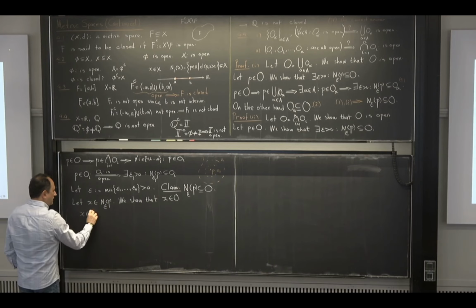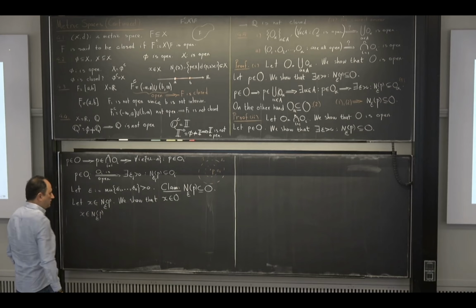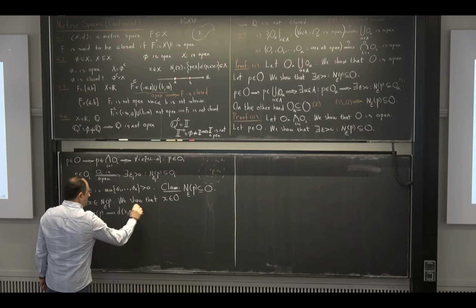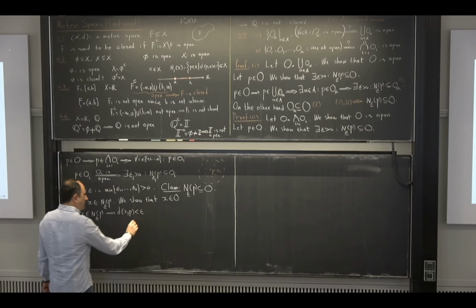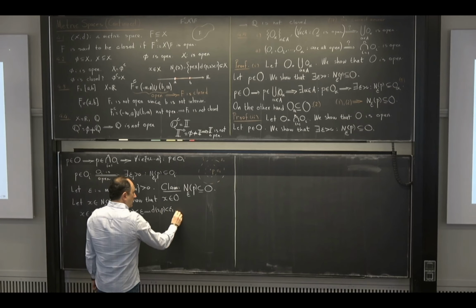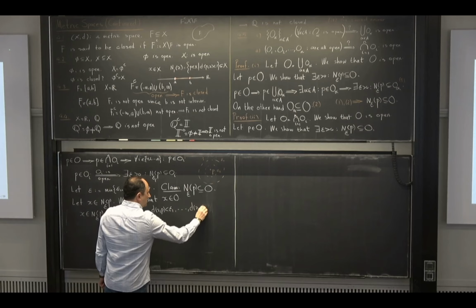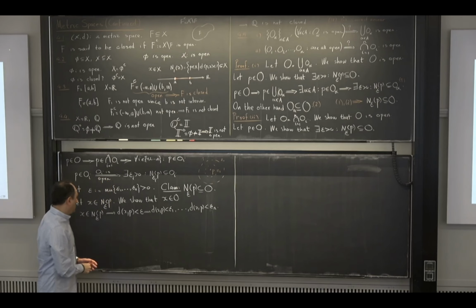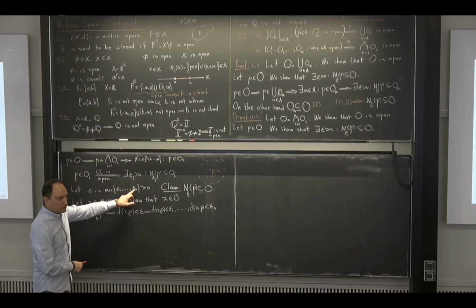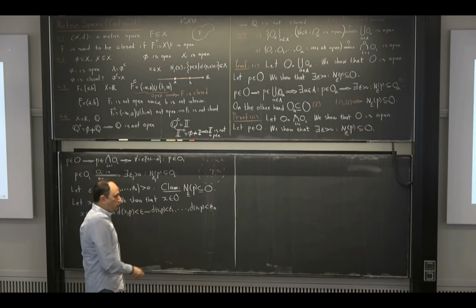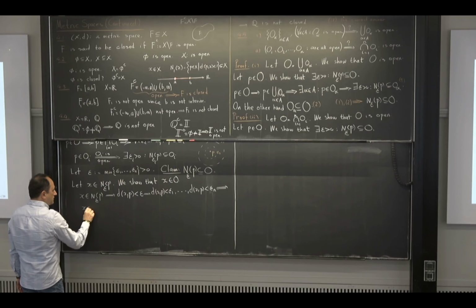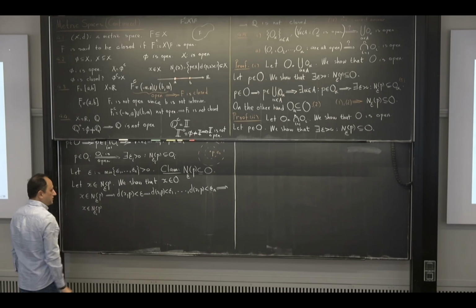How should I write it? x belongs to N(p, epsilon). Then what does it mean? It means the distance from x to p is less than epsilon. So this means that d(x, p) is less than epsilon 1 up to epsilon n. Do you agree with what I'm writing? Because if this number is smaller than epsilon, epsilon itself is smaller than all these numbers. So this means that all of them are true. But what is the meaning of the first one? It means x belongs to what? The neighborhood of P with radius epsilon 1.